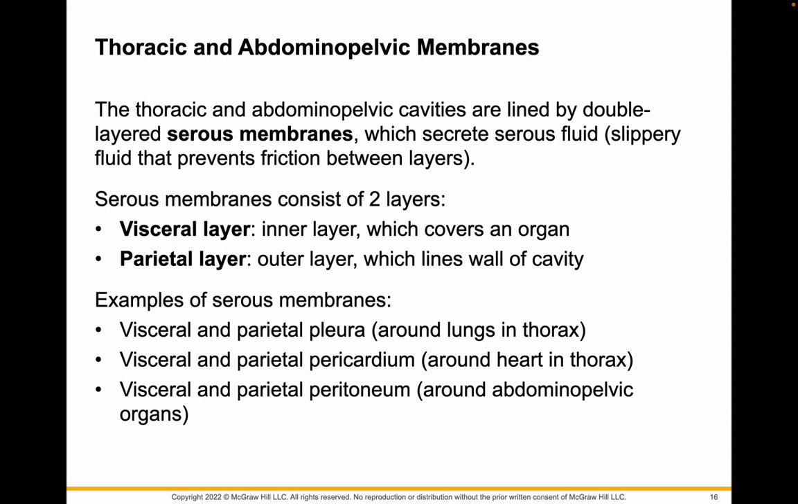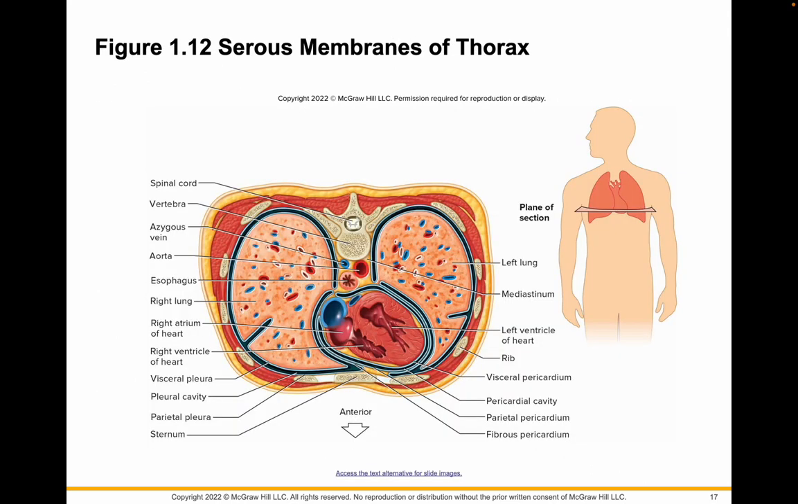So we have visceral and parietal pleura. Pleura means lungs. Visceral and parietal pericardium. Pericardium means around the heart. And visceral and parietal peritoneum. And these are the organs of the abdominopelvic.